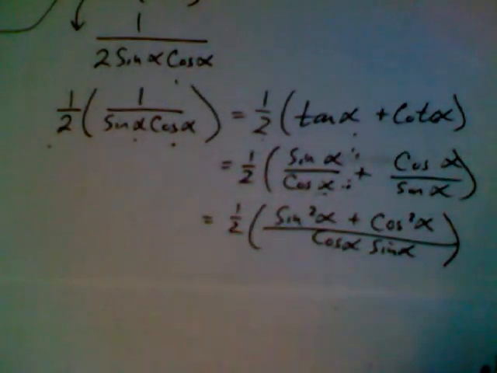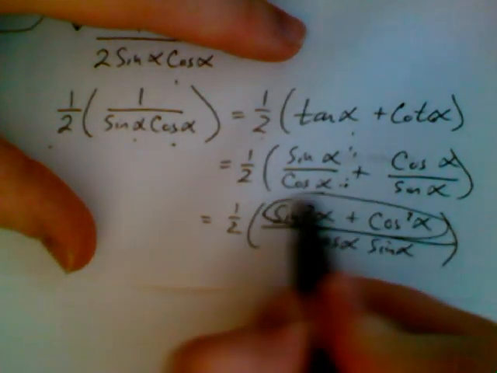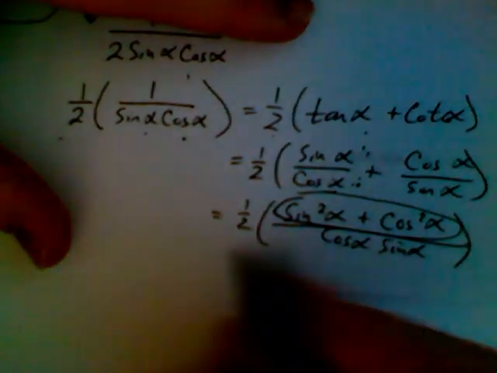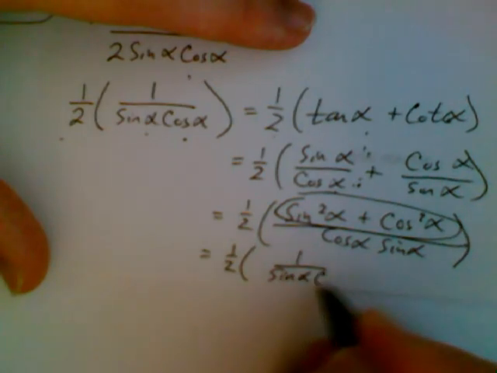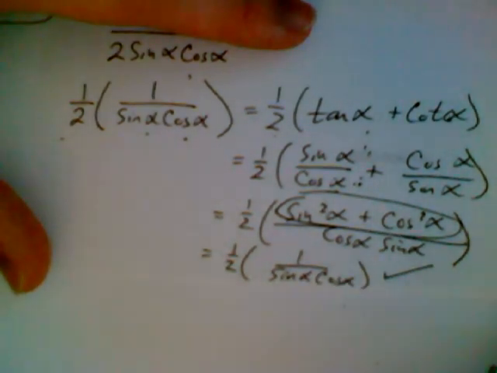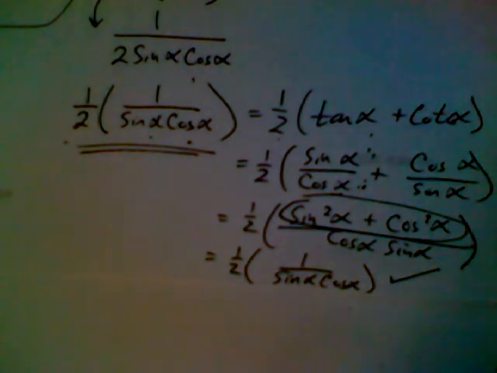And I hope you're looking at this going, oh wait, that's a joke, because this piece right here is 1. So this is 1/2 times 1 over sine alpha cosine alpha, and that checks this problem off because that's what I have over here. Now again, remember, with these particular problems, there's a multitude of different methods.